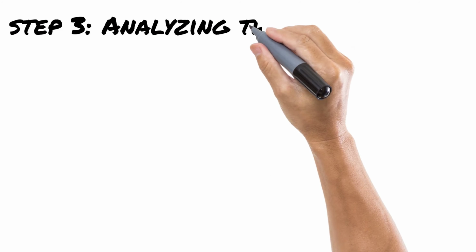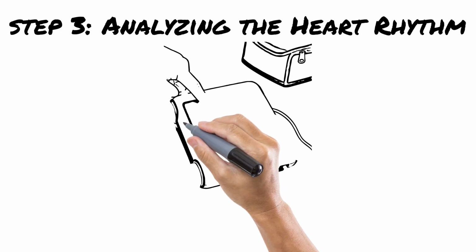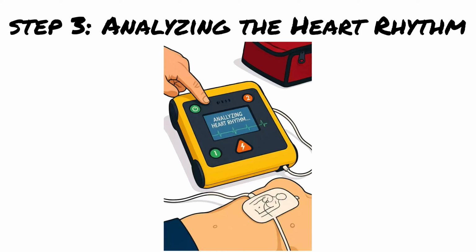Step 3. Analyzing the heart rhythm. Once the pads are in place, the AED will check the patient's heart. Make sure no one is touching the patient during analysis. The device will tell you what to do next, either to deliver a shock or begin CPR. Stay calm, listen closely, and follow the prompts.